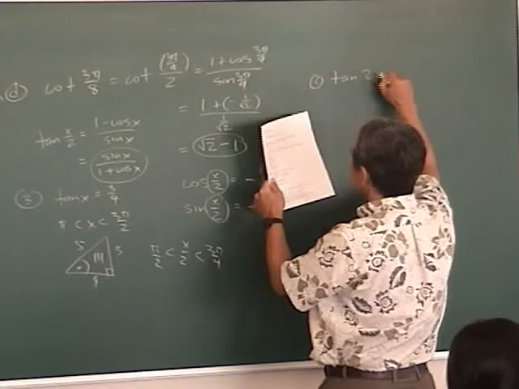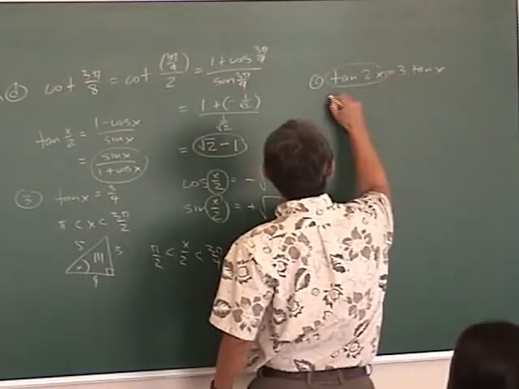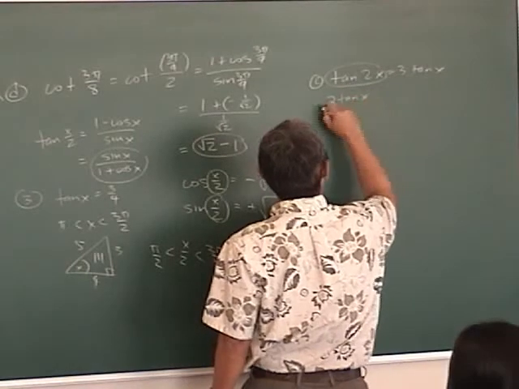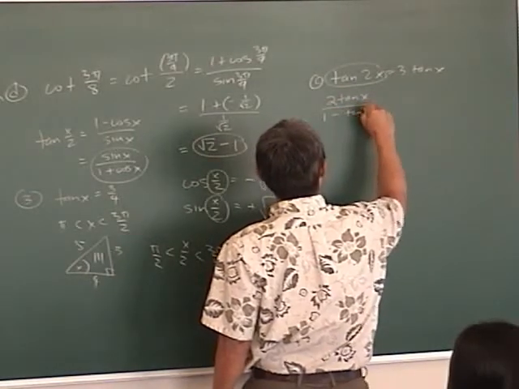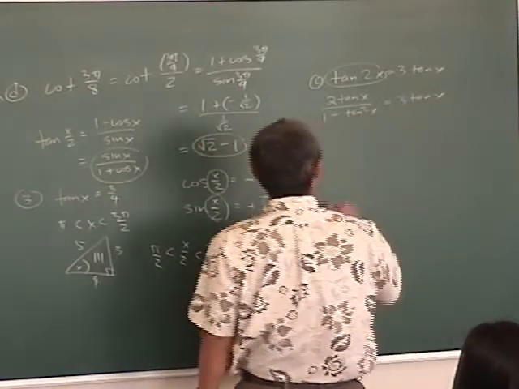Tangent 2x equals 3 tan x. The only thing you can do is use the identity here, right? 2 tan x all over 1 minus tangent squared x. Do we have them all memorized yet? Oh no, by tomorrow morning. Cross multiply.